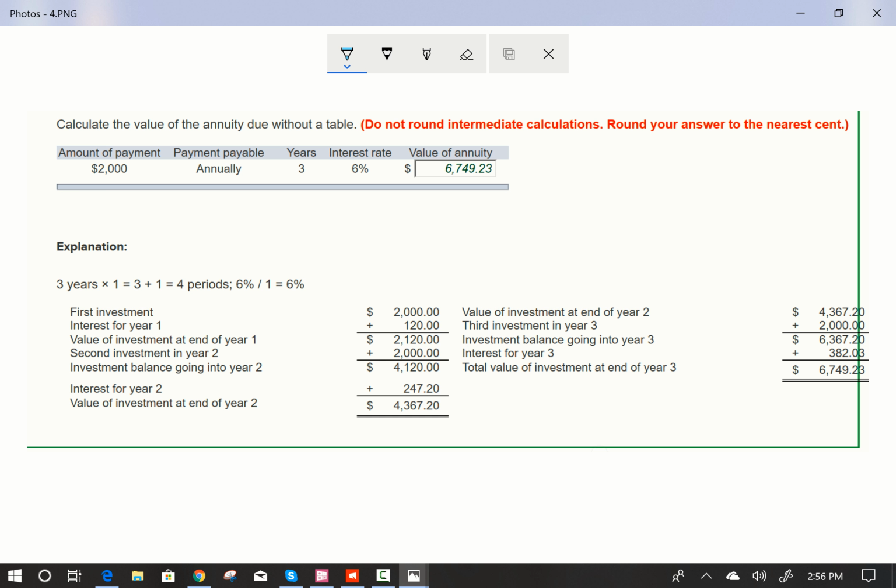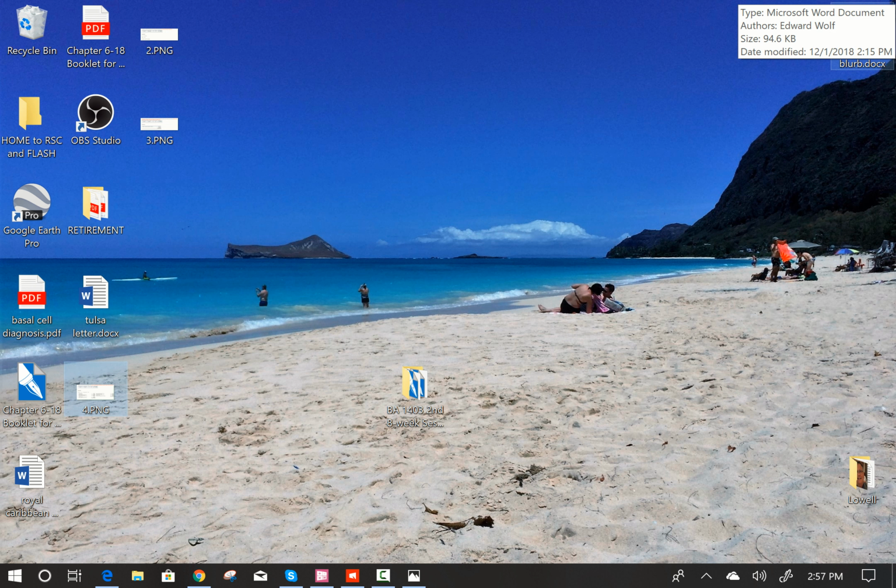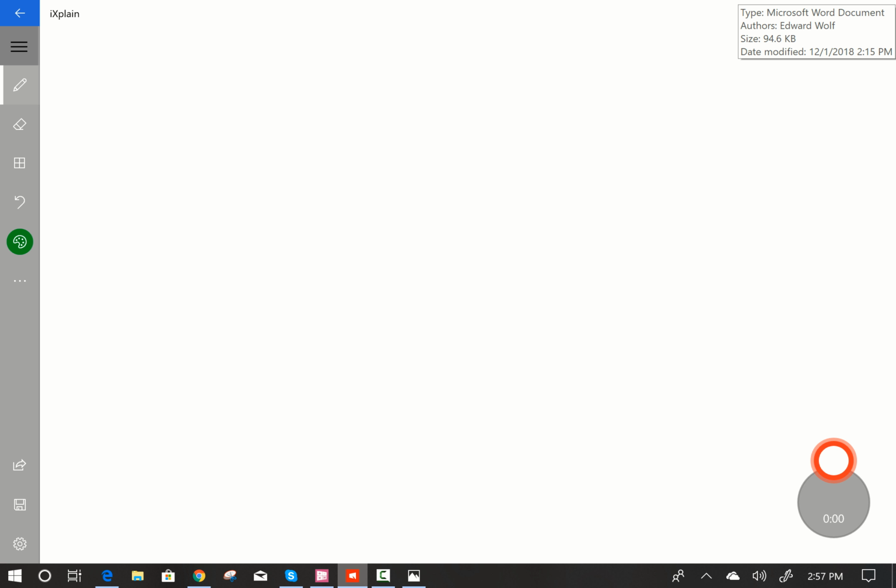Okay, let's go ahead and take a look at number 5. We are to complete the following using the present value of an ordinary annuity. Notice my language is going to change. It says the amount of annuity expected.